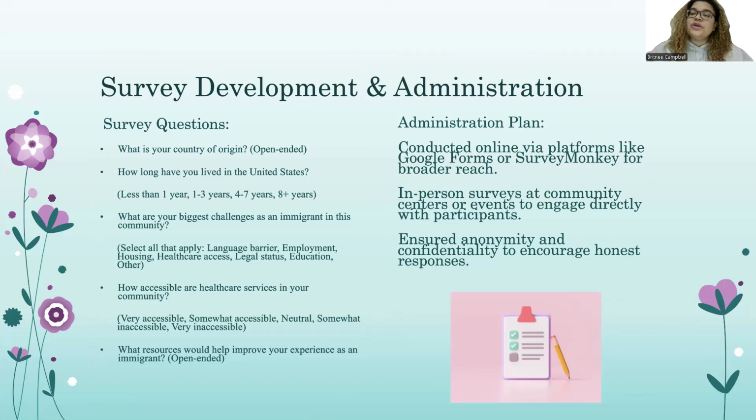And then for the administration of it all, we conducted the survey online via platforms like Google Forms and SurveyMonkey so that we can get a broader reach and response. And then we also did in-person surveys at community centers and events so that we could actually directly engage with the participants and make them feel more comfortable. And then we also ensure that there's anonymity and confidentiality to encourage honest responses and to kind of cut back on some of those barriers that could potentially come up.